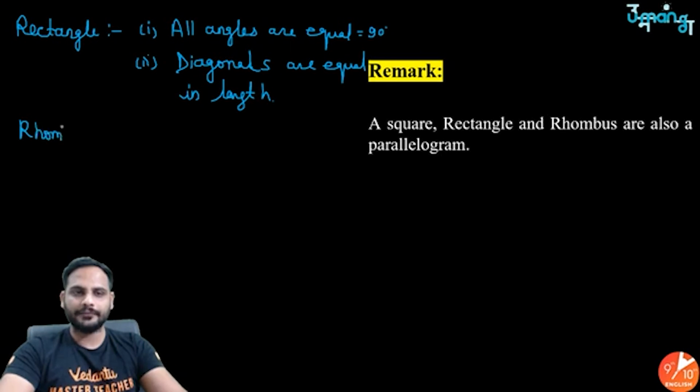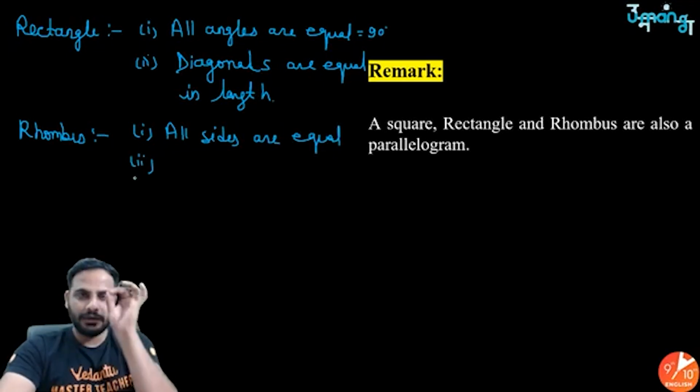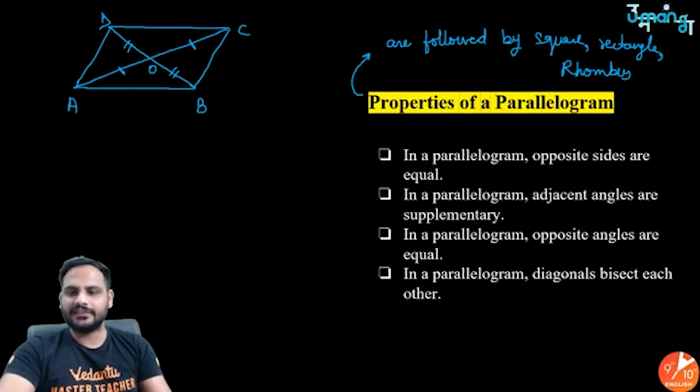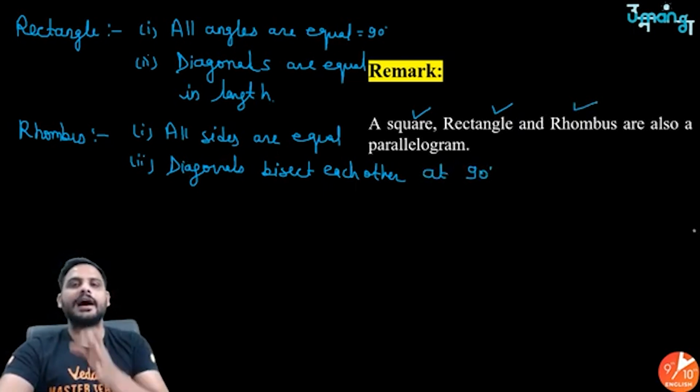For a rhombus, the extra properties are: one, according to the definition, all sides are equal. Second important thing is that in a rhombus, diagonals are not necessarily equal, but diagonals bisect each other. Now look, diagonals bisect each other in a rectangle also, because that is a property of a parallelogram, so it is true for square, rectangle and rhombus. But the important thing is that diagonals bisect each other at 90 degrees. Diagonals are perpendicular to each other.